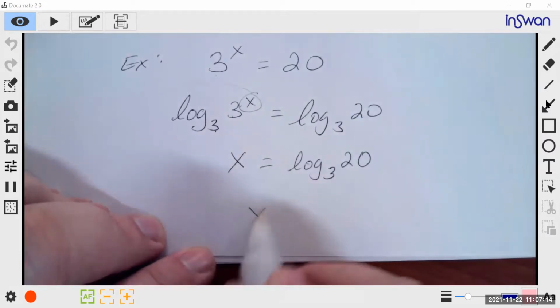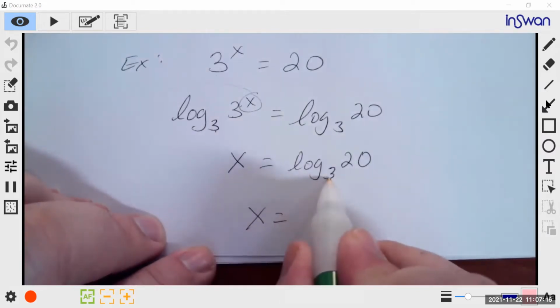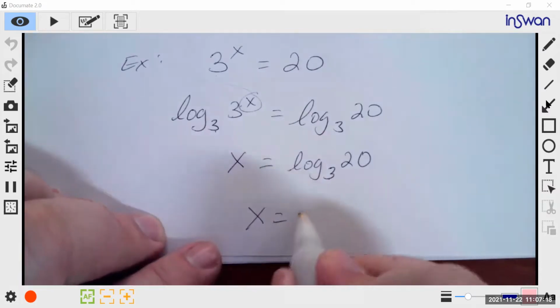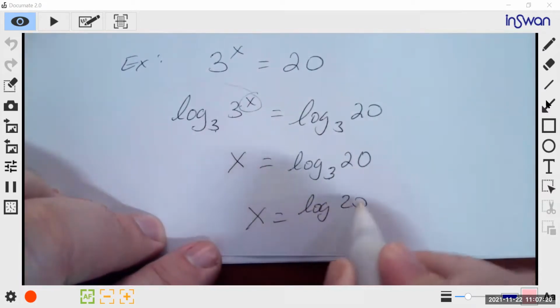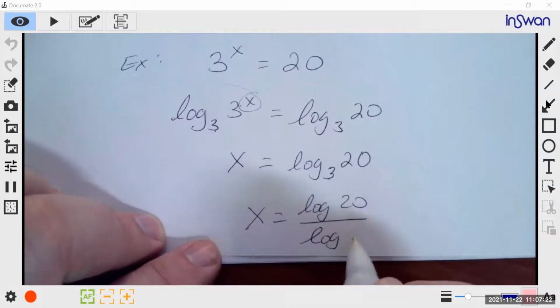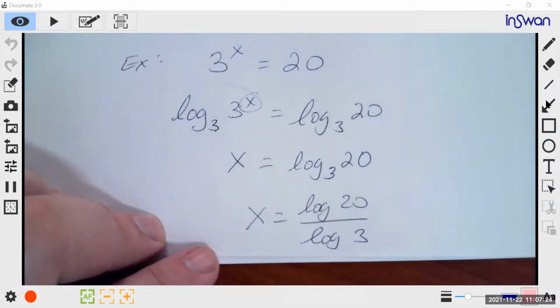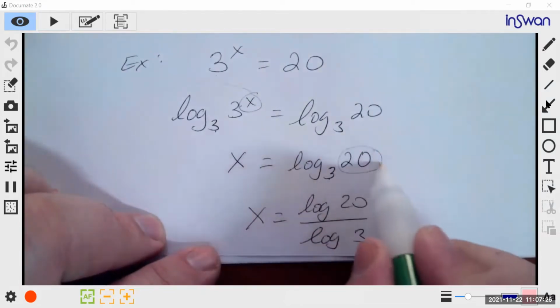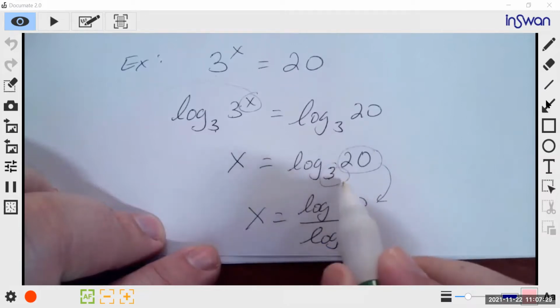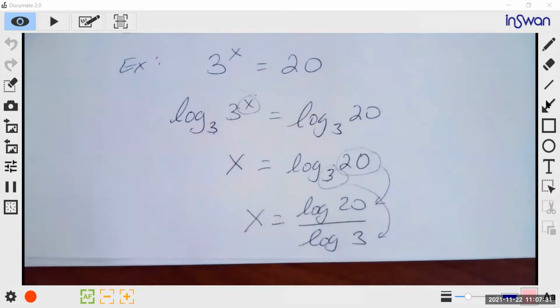And since our calculators don't have log base 3, we have to use a change of base. Log of 20 over log of 3. That number goes on top. This number goes on the bottom. That's how you'd solve it.